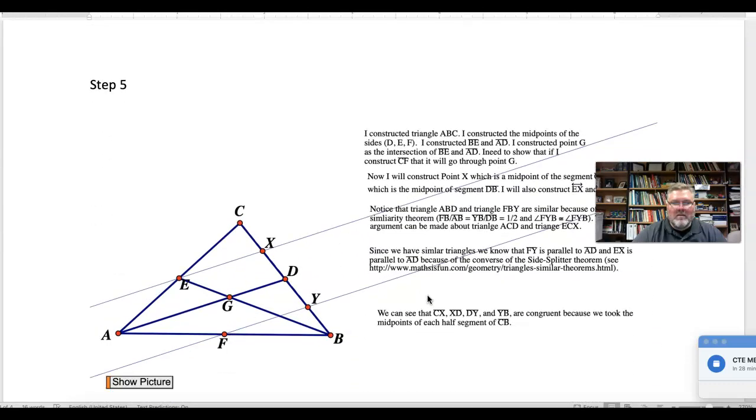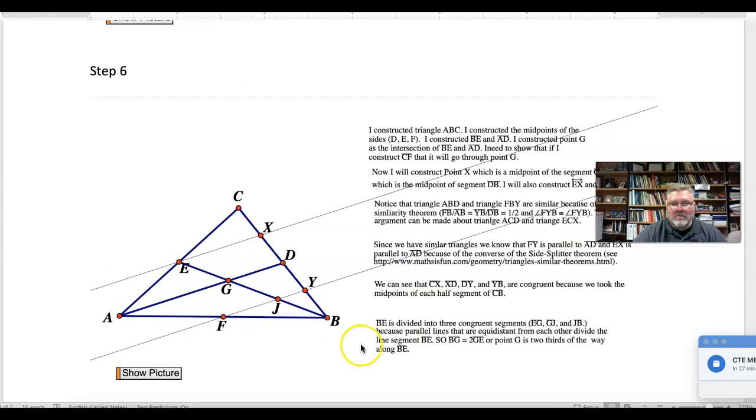Now we can see what we've got. CX is congruent to XD, DY, and YB, because we took the midpoints of all of these. So we basically divided CB into fourths. So all these distances are the same.